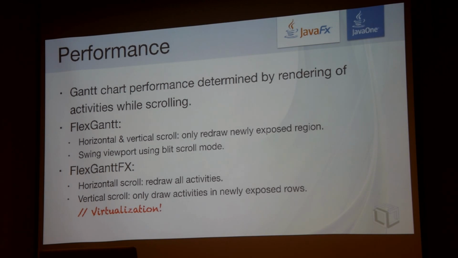So the performance of a Gantt chart is basically measured by the speed that you can scroll horizontally or vertically with it. In FlexGantt for Swing, every time you perform the horizontal or vertical scrolling, the code would only redraw whatever has become newly visible. Okay? In FlexGanttFX, it redraws everything all the time when you do horizontal scrolling. When you do vertical scrolling, it only redraws the new rows.